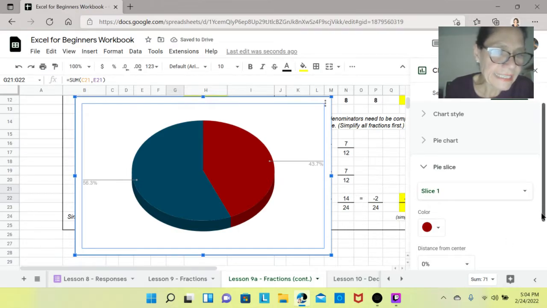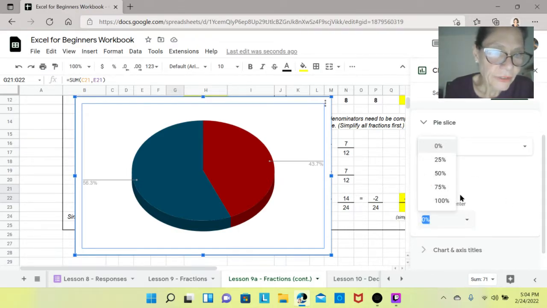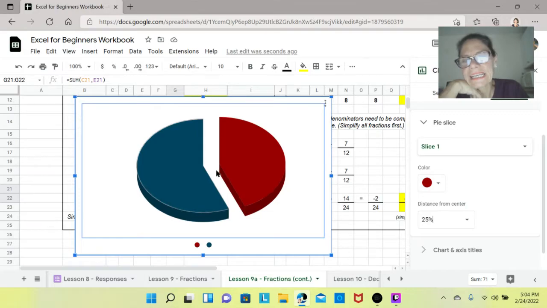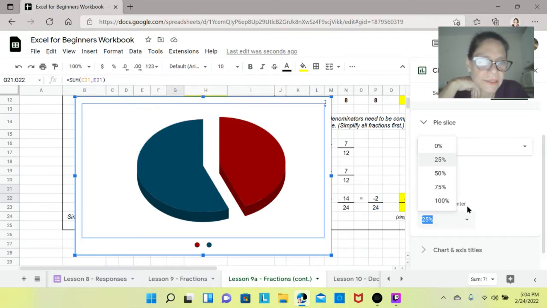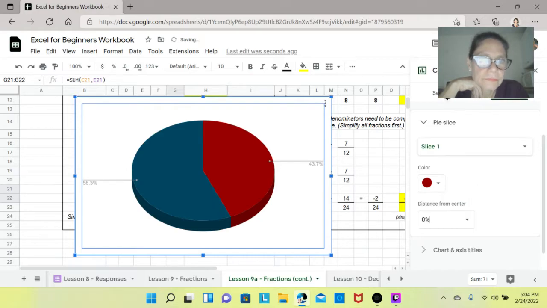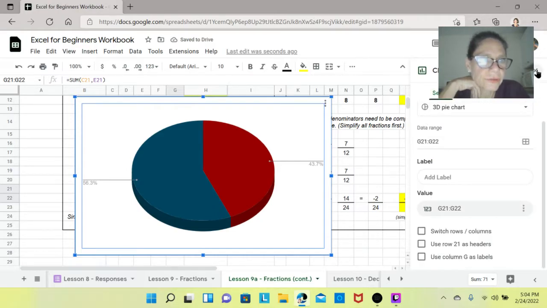And distance from center. You know, I kind of like how it splits. Actually, that one, because it's bigger, I don't like it as much. I like it when the pie chart is smaller. So I think I'm going to put it back to 0. You know, I can do that. It goes way out. Okay, put it back to 0. And then you're done.